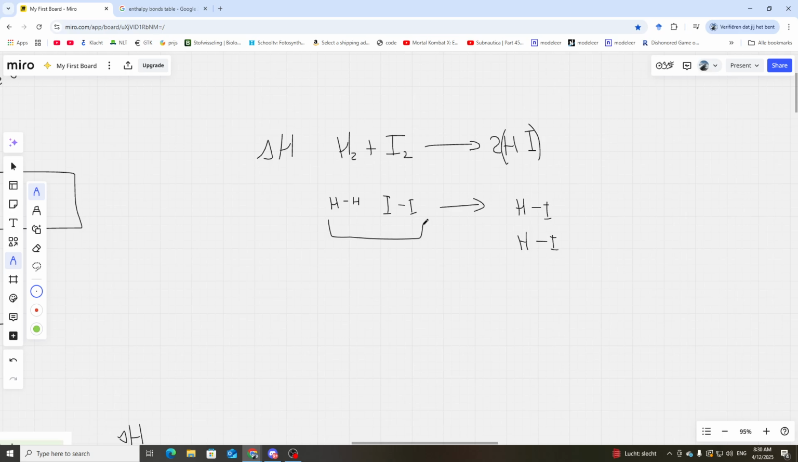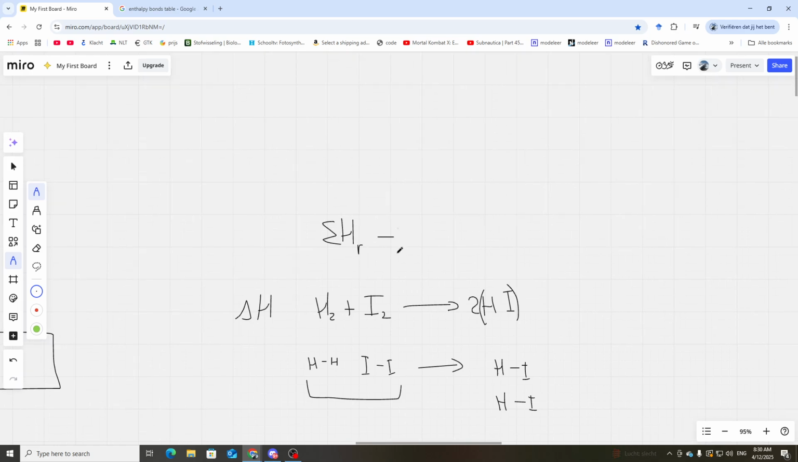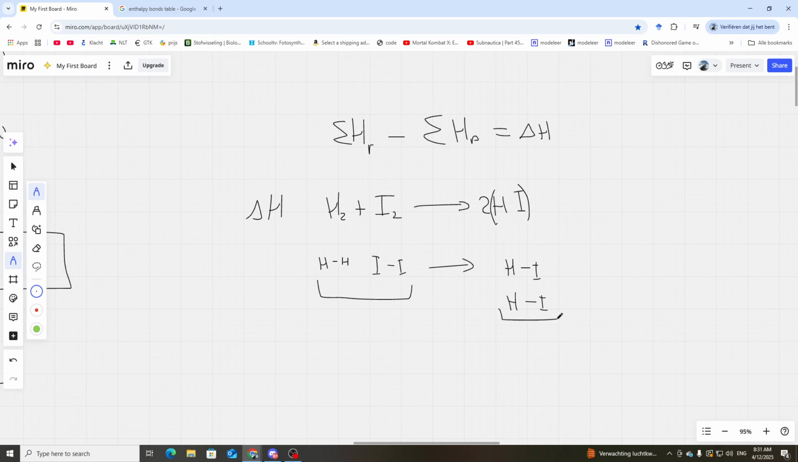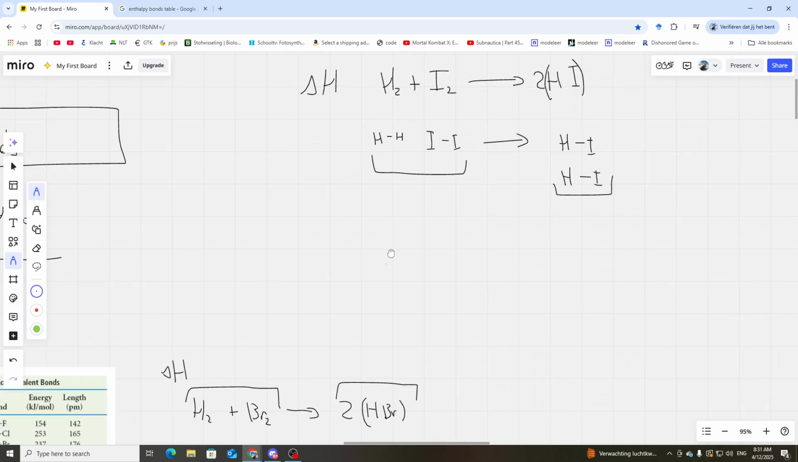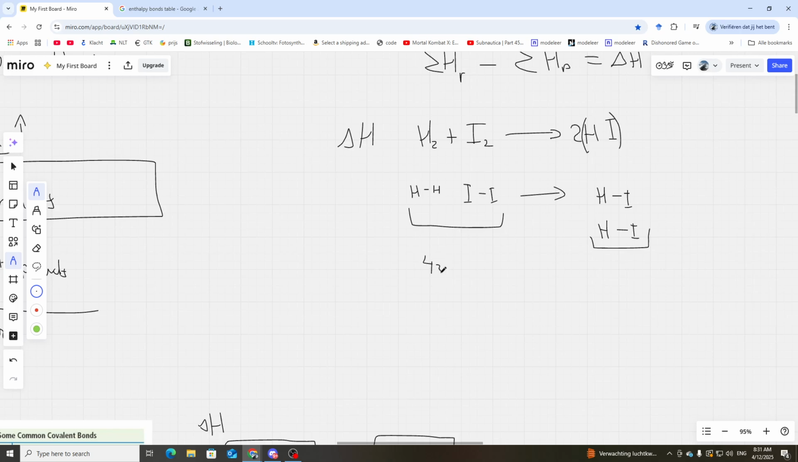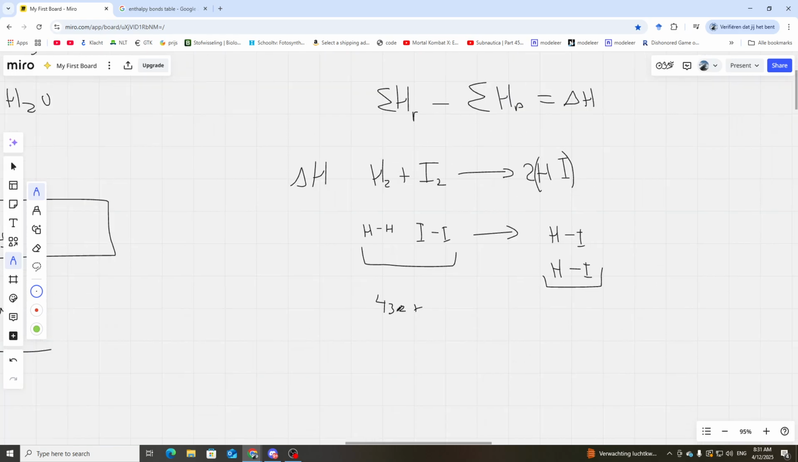Now I want to find out for my reaction, for my formula, the sum of enthalpy of my reactants minus the sum of enthalpy of my products is equal to delta H. That is my formula. So I just need to find out what all of these are combined together and then subtract the two. So HH, here we go, 432, plus an II bond, 149, that's a weak bond.